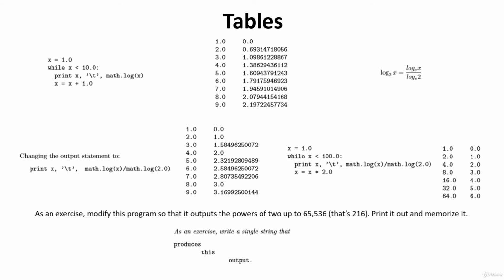An escape sequence can appear anywhere in a string. In the example, the tab escape sequence is the only thing in the strings. How do you think you represent a backslash in a string? This is for you. As an exercise, write a single string that produces this output.